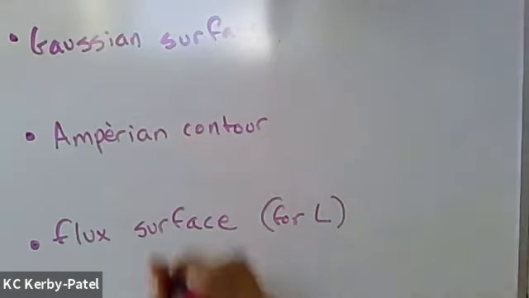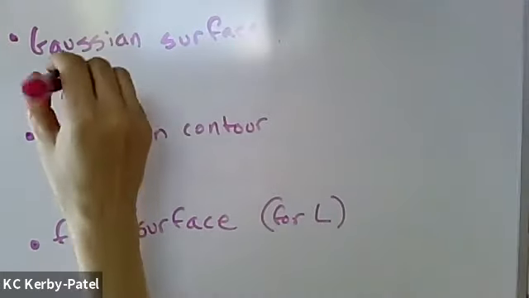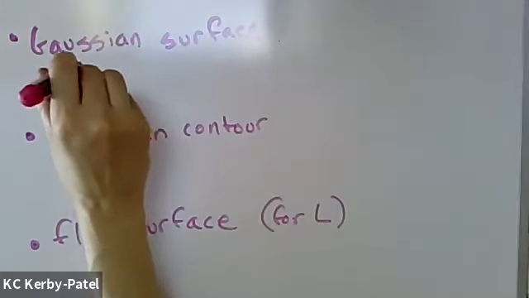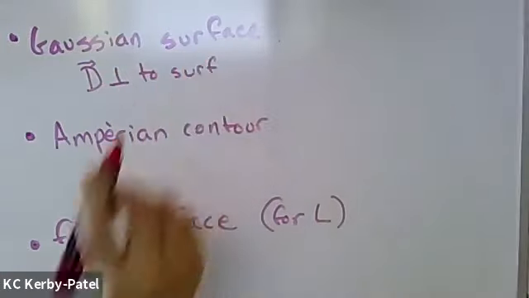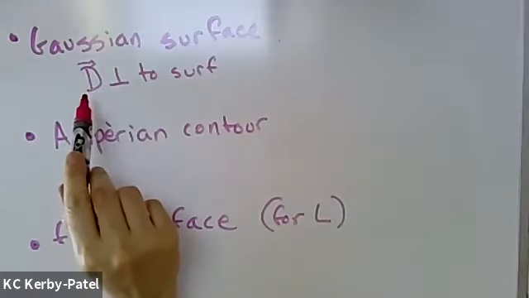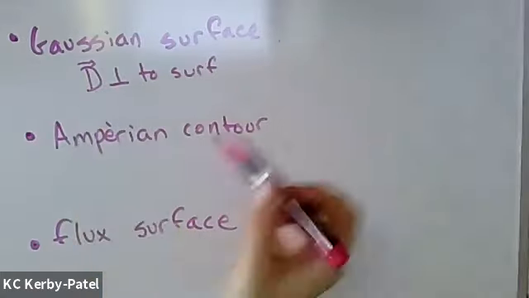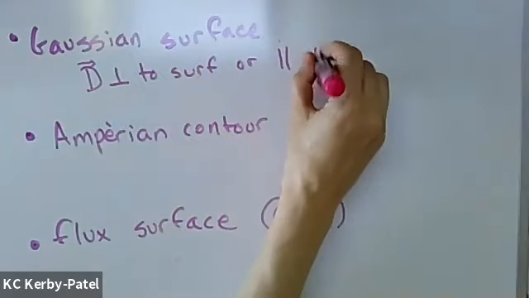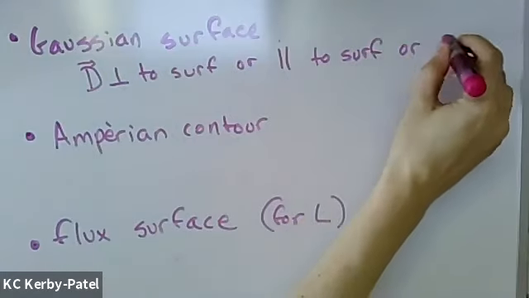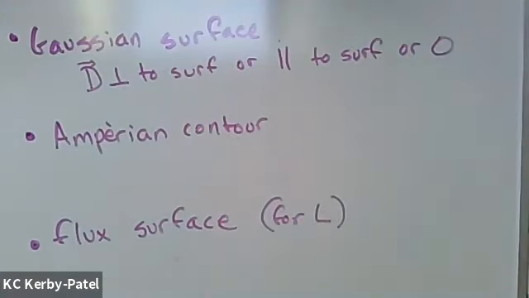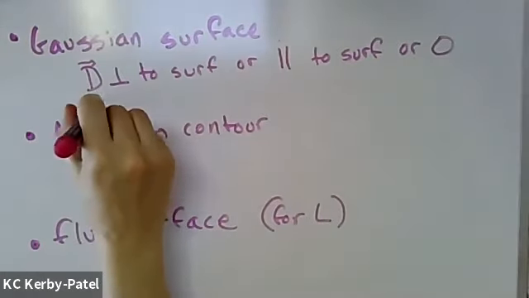The Gaussian surface and the flux surface are both surfaces. The Gaussian surface should have the electric flux density perpendicular to the surface or parallel to the surface or zero. The flux surface, oh, and the Gaussian surface is closed.